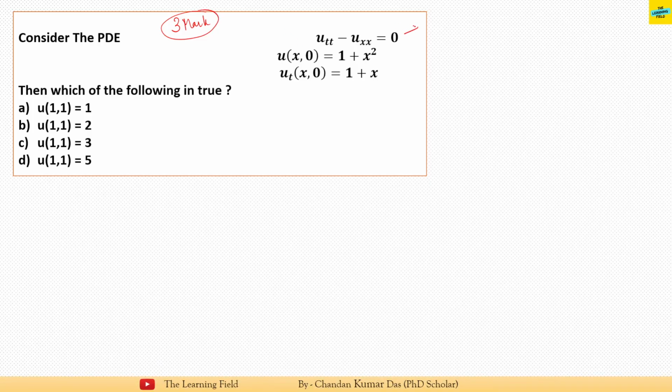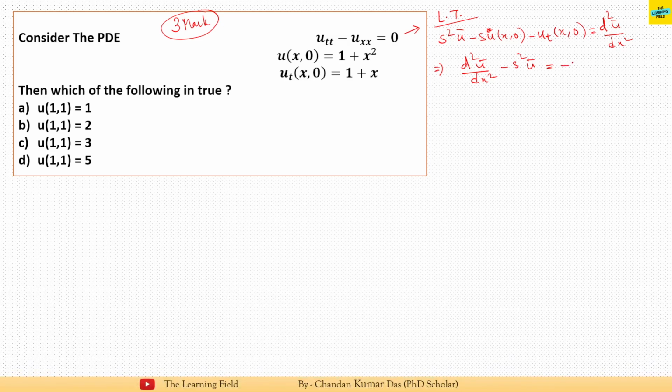If we apply the Laplace transform to this wave equation, we definitely get s square u bar minus s u(x,0) minus ut(x,0), which is equal to d2 u bar by dx square. If we apply the Laplace transform, fine. So this implies d2 u bar by dx square minus s square u bar.